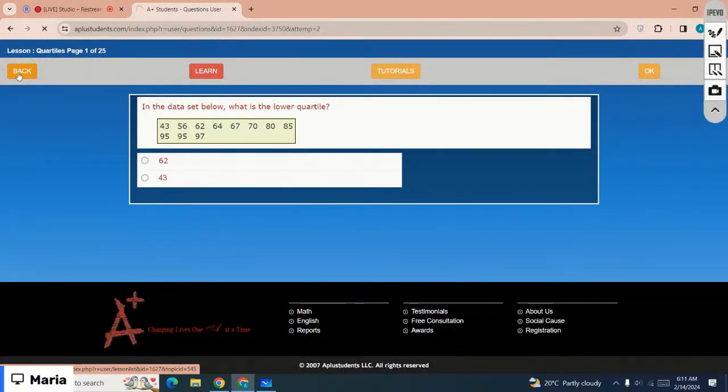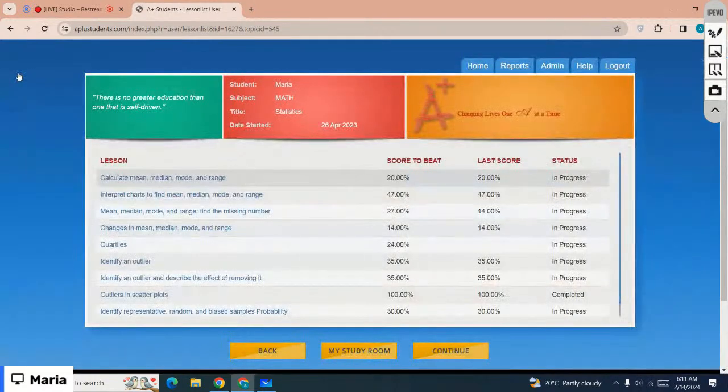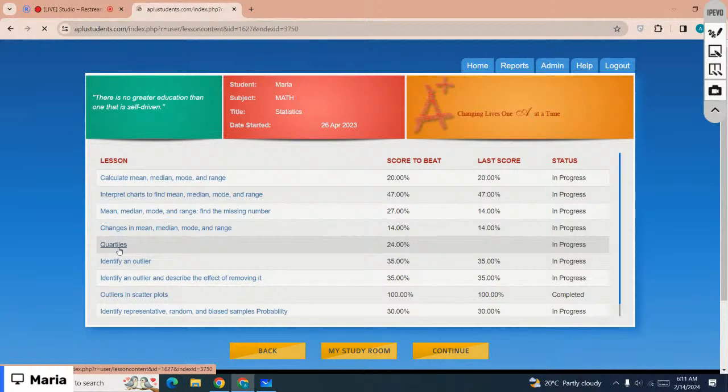So here I am on grade 8 math. The lesson we are going to start with is quartiles. Please make sure you have your notebook and pencil so that you can note down the important examples and definitions as well. Let's just start with the lesson quartiles. Here it is.